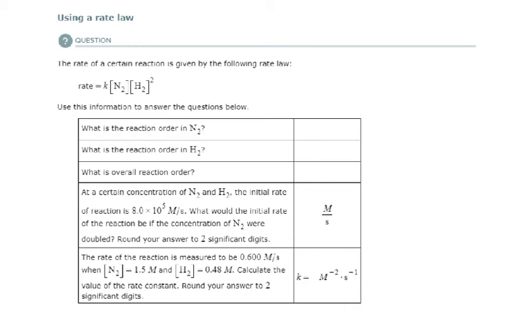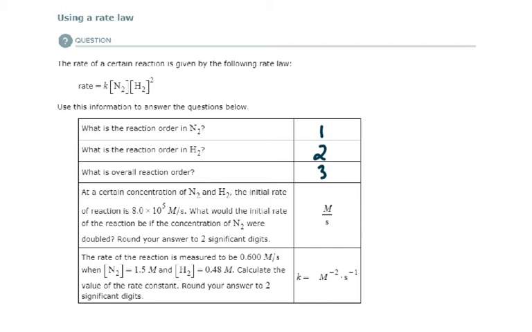Okay, for this one we have another example of using rate laws, and they give us the reaction here. This looks like it could be the production of ammonia. The rate law for this reaction is rate is equal to K times the concentration of our first reactant. It's in the first power because the exponent there is a 1, and hydrogen is in the second power. Overall reaction order will be the sum of those individual reaction orders, so it's third order overall.